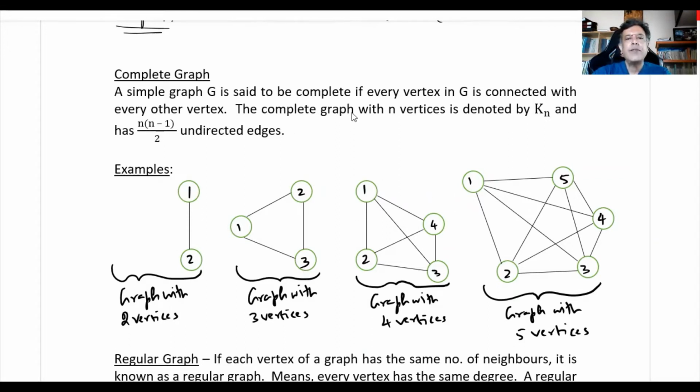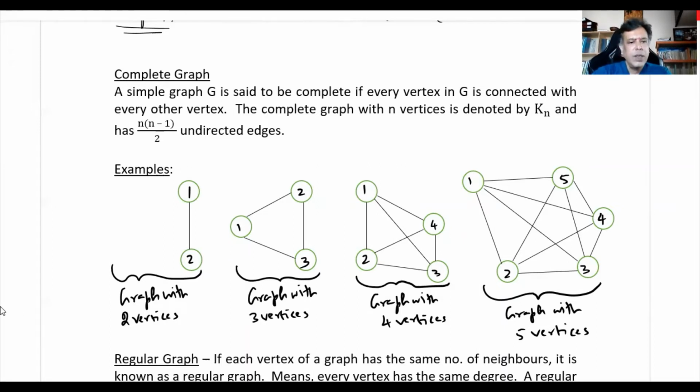The complete graph with n vertices is denoted by K suffix n and has nC2 undirected edges, or we can say n into (n minus 1) by 2 undirected edges. So this is a complete graph having two vertices. Here, this is a complete graph having three vertices. This is a complete graph having four vertices. This is a complete graph having five vertices.